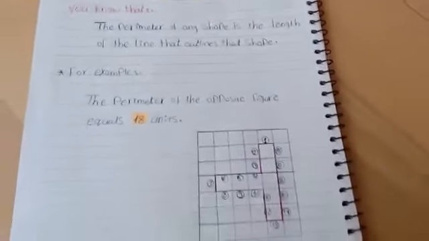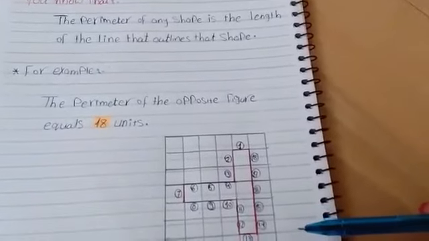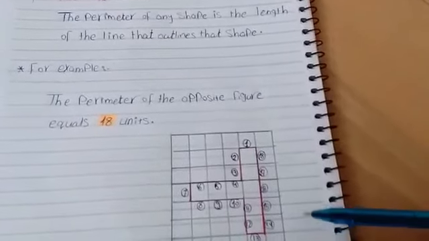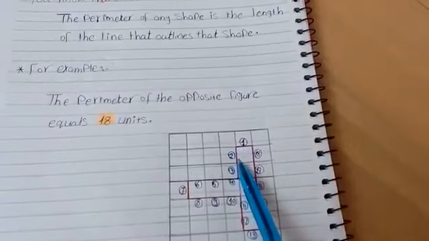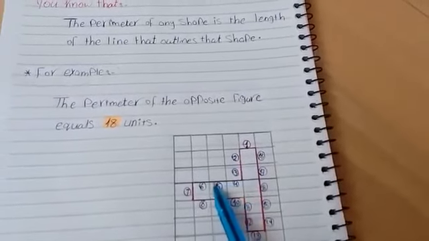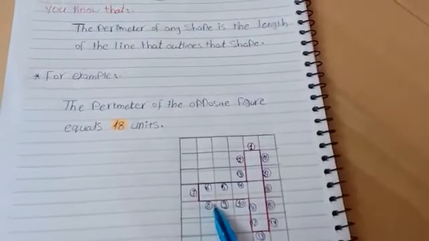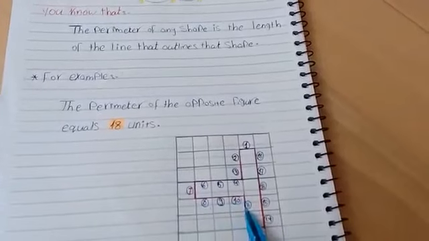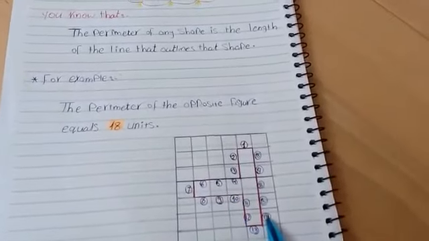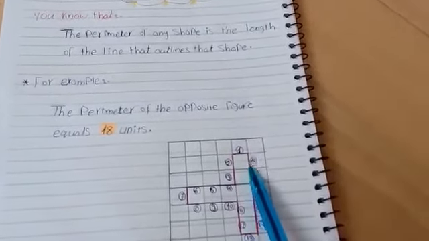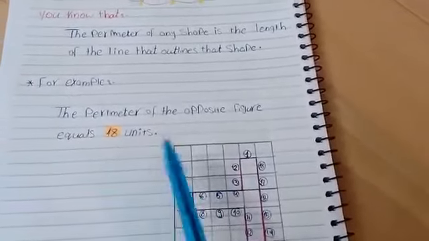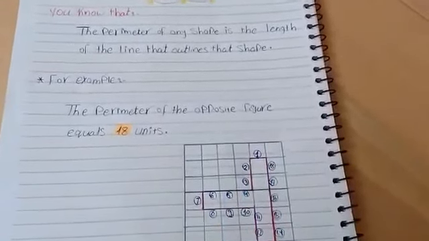For example, if we have this figure, the perimeter of this figure will be 1, 2, 3, 4, 5, 6, 7, 8, 9, 10, 11, 12, 13, 14, 15, 16, 17, 18. The perimeter of the opposite figure will be 18 units.